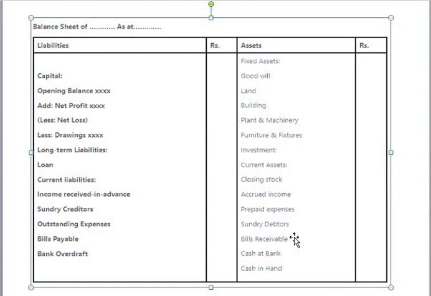So I think now it is clear how to prepare a balance sheet. In previous videos we discussed what final accounts are, what a sole trader is, and how a sole trader differs from other proprietorships. Then we went through the trading account, the profit and loss account, and now the balance sheet. So this is how we have to prepare our final accounts.